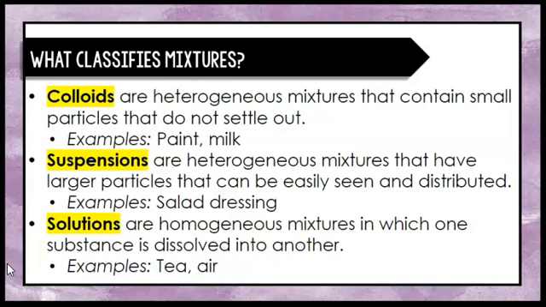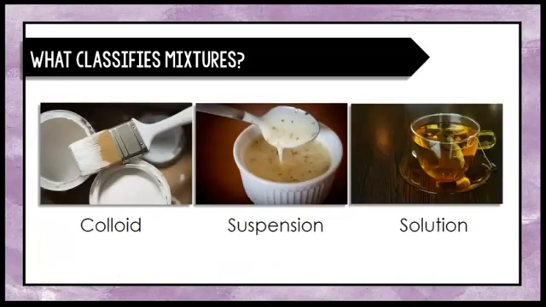Solutions are another name for homogeneous mixtures in which one substance is dissolved into another. For example, tea or air. So solutions are truly homogeneous. Colloids have such tiny particles that they appear to be homogeneous even though they're heterogeneous. And suspensions are obviously heterogeneous. So here's the example of the colloid paint, suspension salad dressing, and solution of tea.